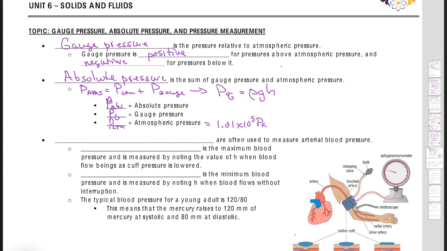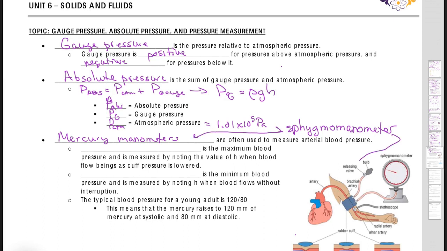Now, here are some real-world examples of where this is used. Mercury manometers are a class of devices that are used to measure blood pressure. The cool name, and it's always a good day when you can say this name, the sphygmomanometer. That is the technical name for the blood pressure cuff that you get when you go to a doctor's office.